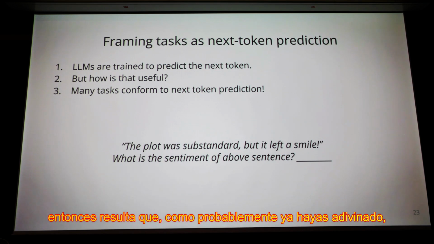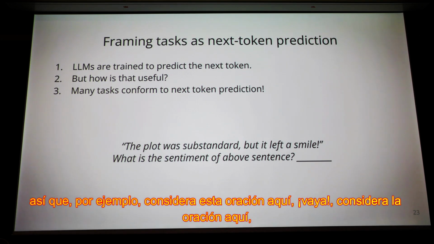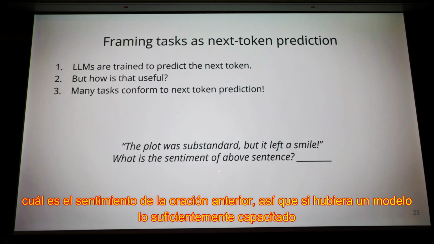So it turns out that, as you probably already guessed, a lot of the things can actually be reframed as next word prediction tasks, right? So for example, consider the sentence here. The sentence says, the plot was substandard, but it left a smile. And the next sentence goes, what is the sentiment of the above sentence?